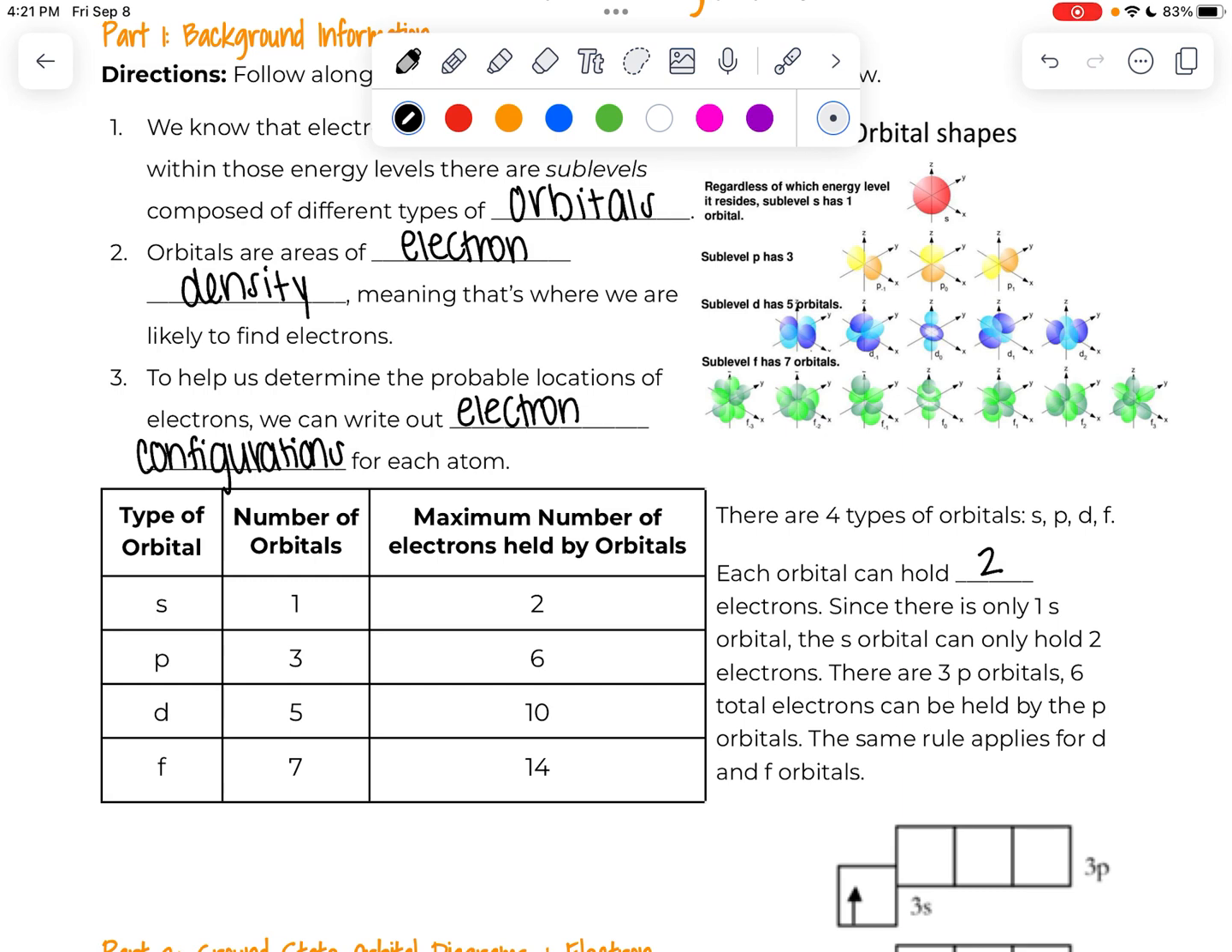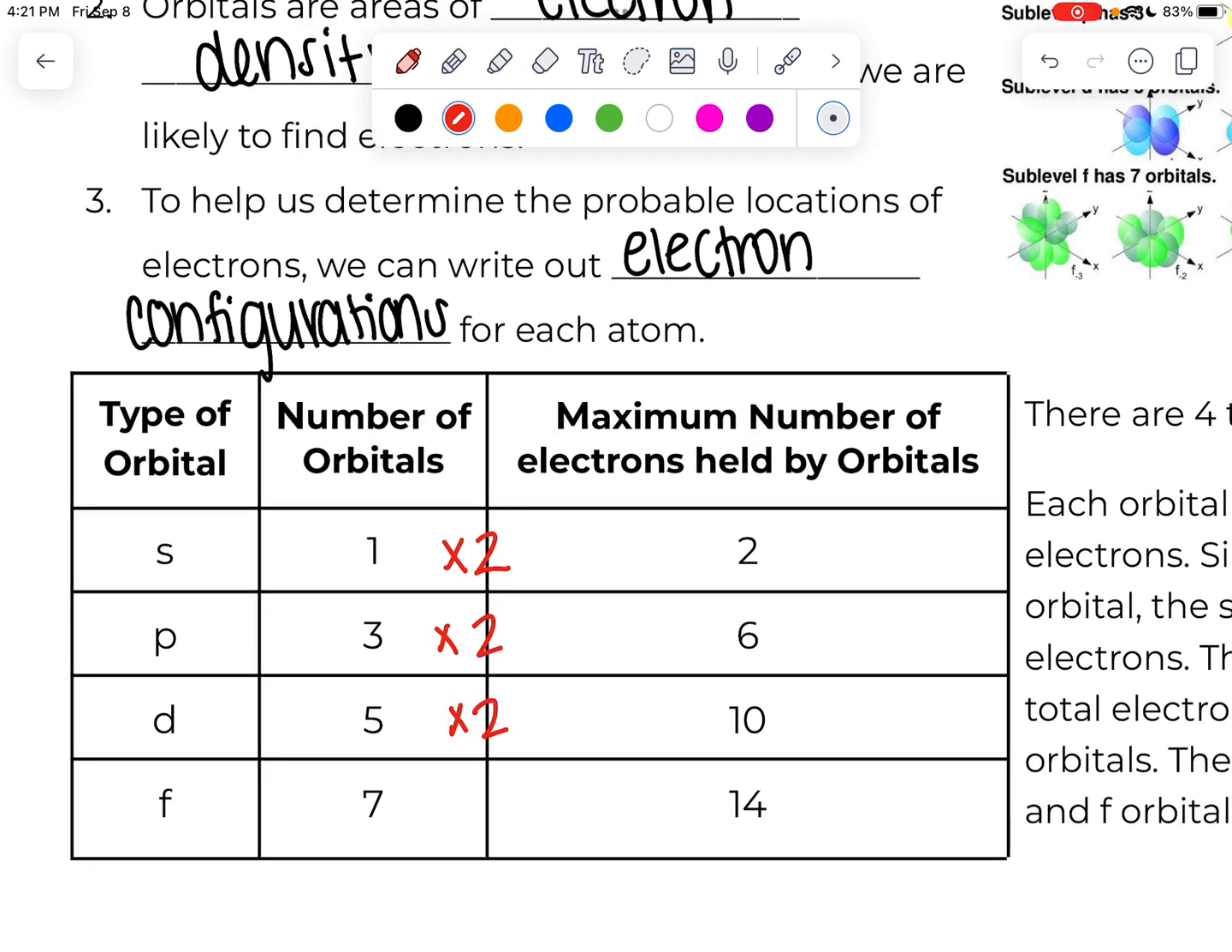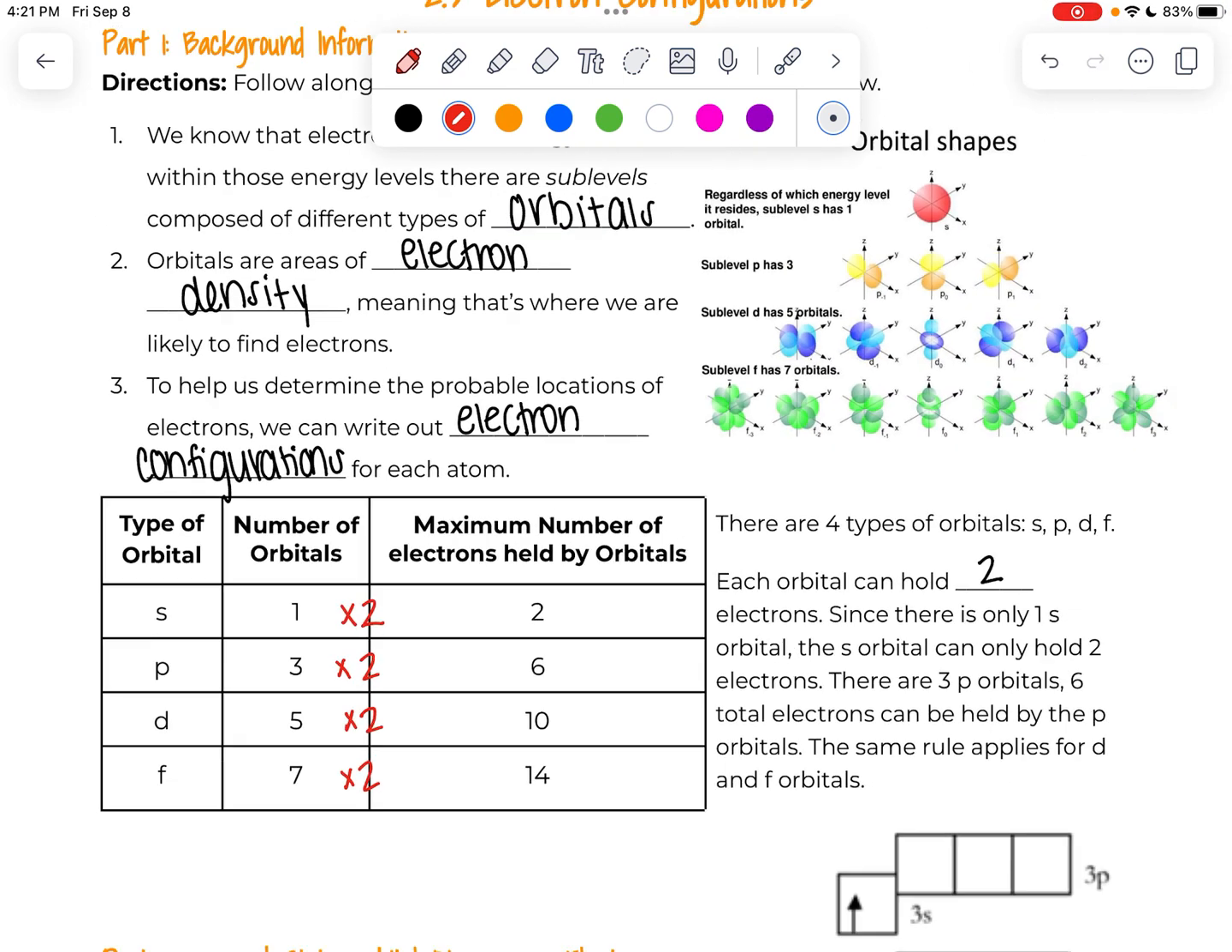Then you go to P. P has 3 orbitals in its sublevel. So if each of those orbitals can hold 2 electrons, the 3 orbitals each holding 2 electrons means you can have 6 electrons held in P orbitals. So if I take a look at this table right here, what I'm doing is just taking this number of orbitals and multiplying it by 2. Each orbital can hold 2 electrons. So S can hold 2, P can hold 6, D can hold 10 electrons max, and F can hold 14 electrons max.